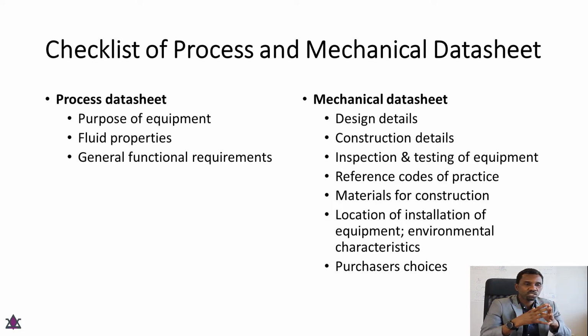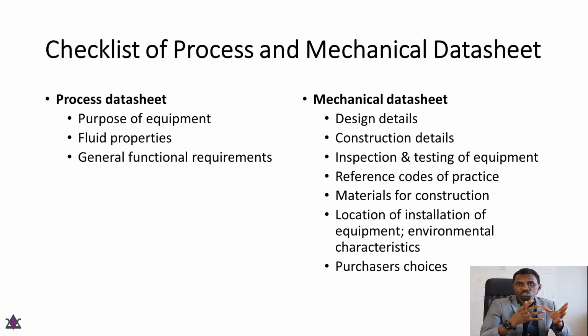In this case, the mechanical data sheet contains details such as design, construction details, inspection and testing of equipment details. It also provides details of which codes of practice are going to be utilized for the design, construction, as well as the inspection and testing of the equipment, including the criteria for final approval of this equipment. So these codes of practice provide all these details. Then it also provides materials for construction.